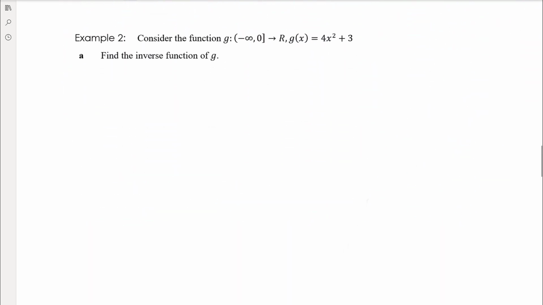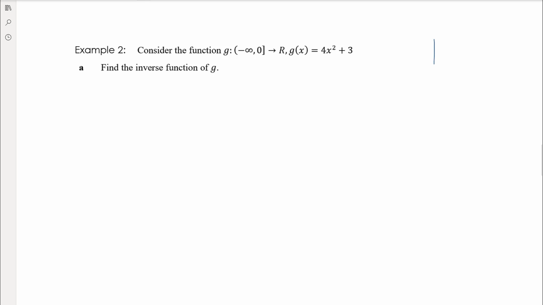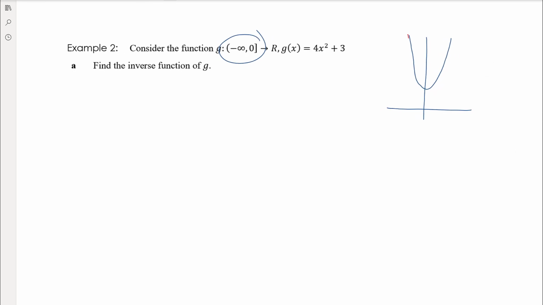Okay, let's have a look at another example. Consider the function g. Its domain is from -infinity to 0, inclusive of 0. And the rule is 4x squared plus 3. Okay, so that's a parabola dilated from the x-axis and translated up by 3. So essentially, it looks like that, except we're only looking at that domain, and so it only looks like -infinity up to 0, including 0. It's only that red section. Okay, that's going to be really important.